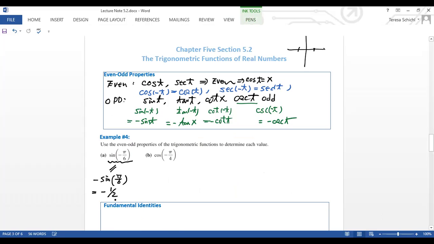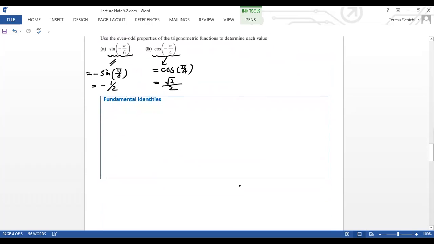So the answer is 1/2 here, right? Okay, so the cosine here, I say cosine is even. So cosine of negative will be equal to the cosine of what? So this will be equal to the cosine of pi over 4 here. So what is this one? The square root of 2 over 2. Okay, so if you use the even-odd, it's very easy.